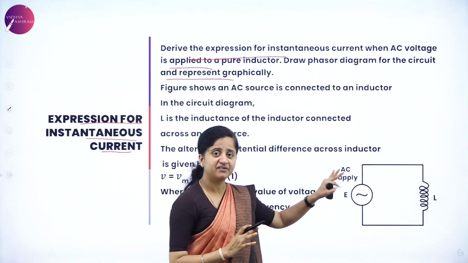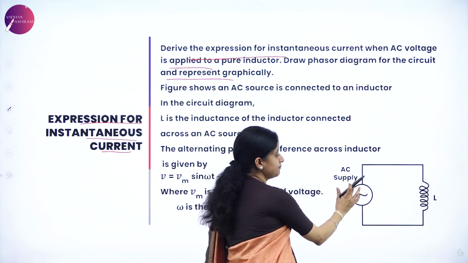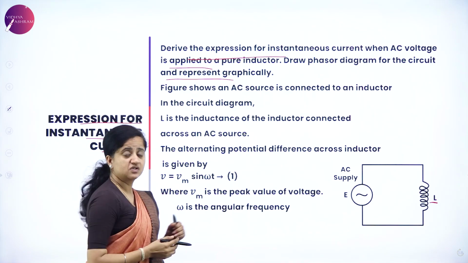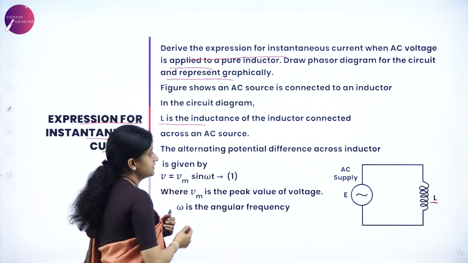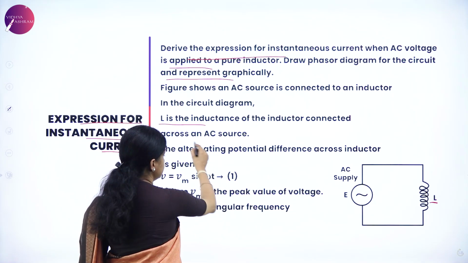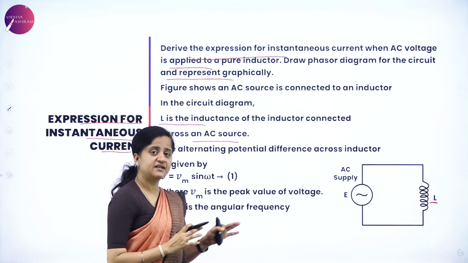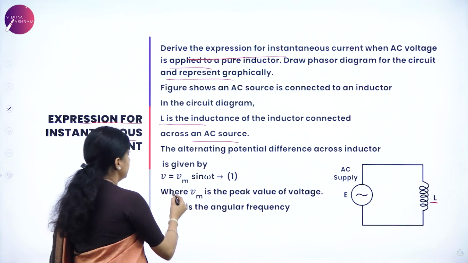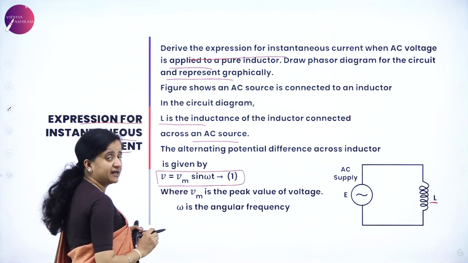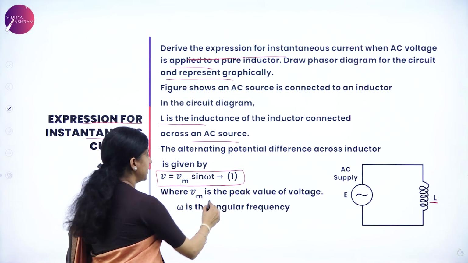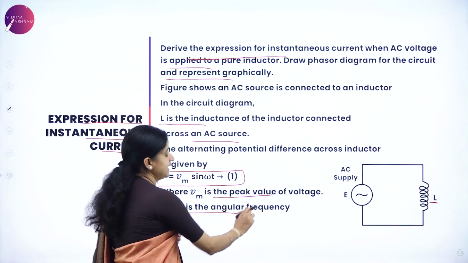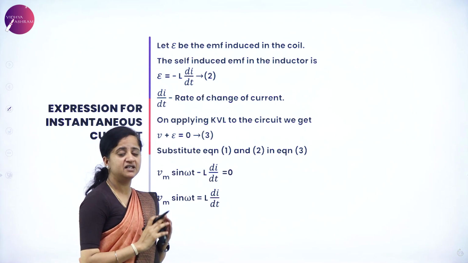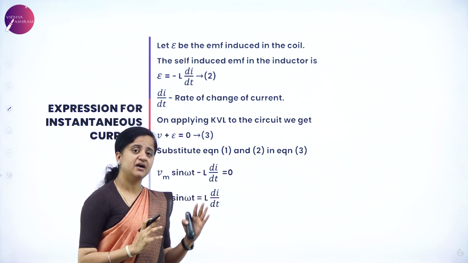So for that, we have considered a simple circuit where an AC supply is connected to an inductor. This is the circuit symbol of the inductor, which is denoted by L. So in the circuit diagram, L is the inductance of the inductor connected to an AC source. Now, as soon as a source is connected to an inductor, there exists a potential difference, or an instantaneous voltage, which is given by V is equal to Vm sin omega t. So what is Vm? It is nothing but the peak value or peak voltage, and omega is the angular frequency. Since it is an inductor, the EMF will be induced in the circuit, whereas in the previous case we considered Ohm's law.